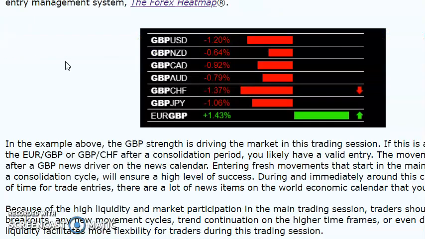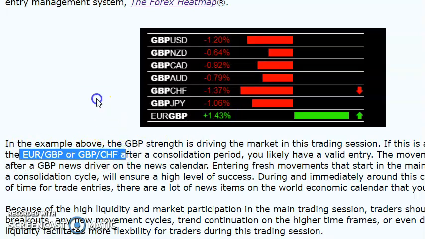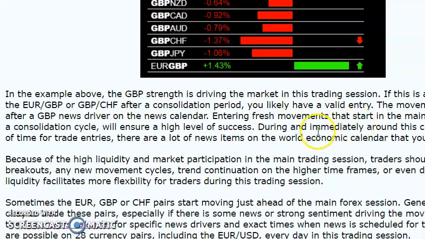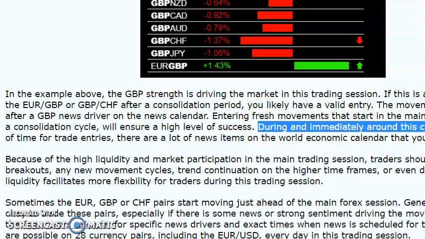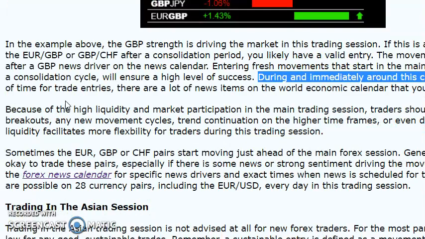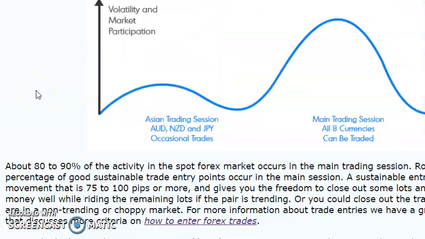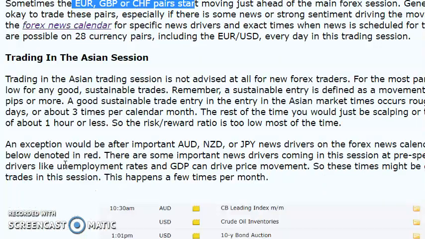28 pairs. So if you see British pound strength during the main trading session on our heat map tool, that's a valid trade. You should be able to buy the euro pound or the pound Swiss. So we can give you more specific entry criteria. So if you're in this critical 5-hour window of time called the main trading session, you can trade the British pound or any of the other currencies that we trade in the Forex market. Now sometimes the euro, pound, and Swiss pairs start moving just ahead of the main session because of their location. It's okay to trade those too, especially if they're driven by news.